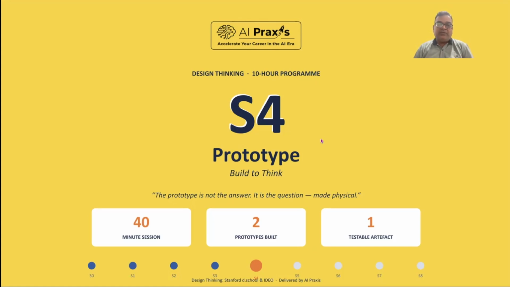Most people believe we think first and build later. Design thinking, in fact, teaches us the opposite. We often understand our ideas better after we build them. So building is not the end of thinking. In fact, I will call it a part of the entire thinking.